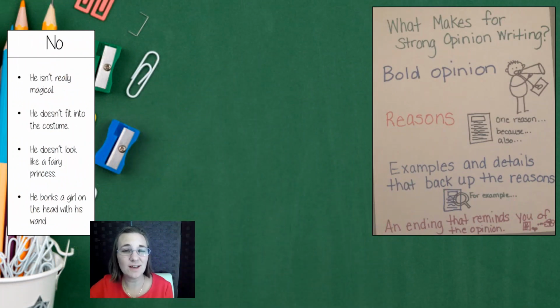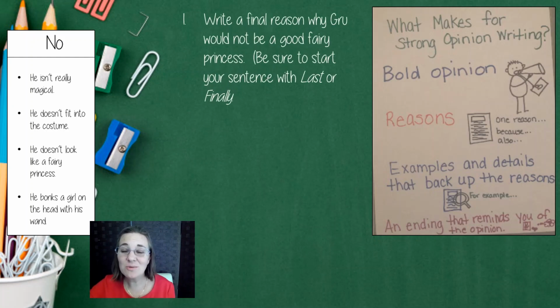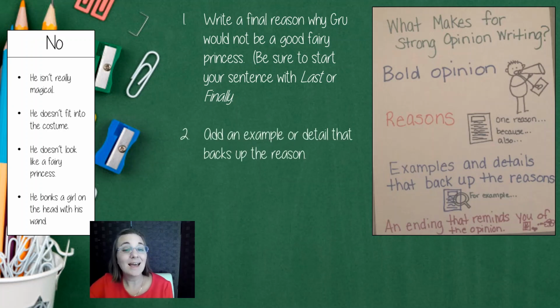All right, writers, here's your job to wrap up our class writing. First, I want you to write one final reason why Gru would not be a good fairy princess. I want you to be sure to start your sentence with last or finally. You could use some version of that like my last reason is or my final reason is, but you need something that's going to tell our readers that this is our last reason. You can use the reasons on our no chart, or you can use another reason that you came up with on your own. You're going to write that reason. And then I want you to add an example or a detail that backs up that reason. So give an example or a detail that proves that reason is true.